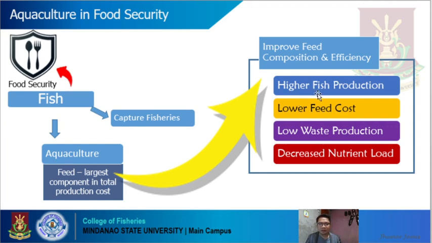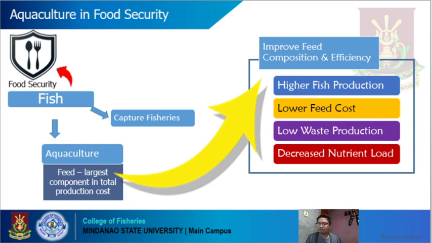So we will have a higher fish production. It will also give us lower feed costs because most of the feed components will really be assimilated by the aquatic organisms instead of being leached in the aquatic environment. And we will have a low waste production, ma-minimize yung mga environmental toxic release natin from the aquaculture environment. And we will have a decreased nutrient load, no? Kasi nga, we are aiming to produce more palatable types of feeds, right? So these are all the functions or the important objectives of fish nutrition.